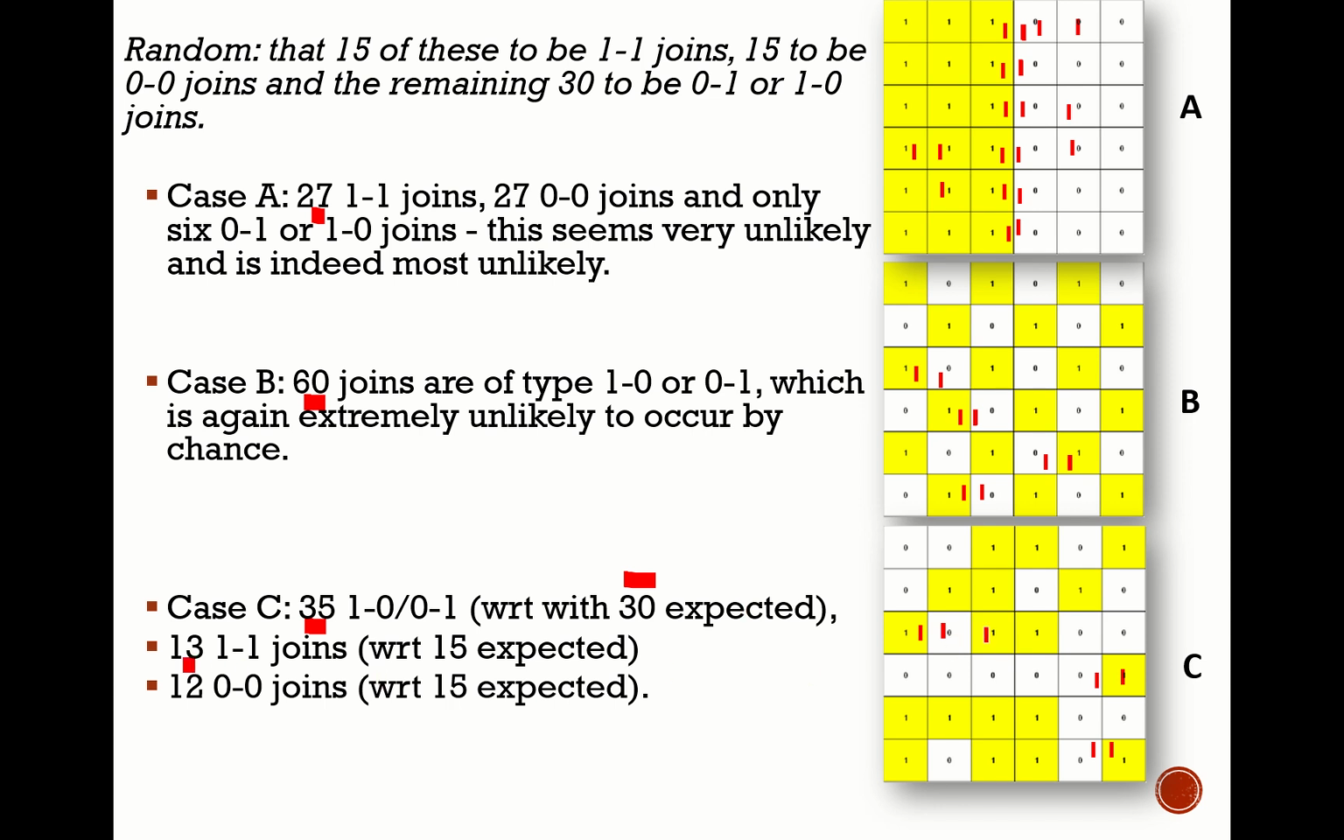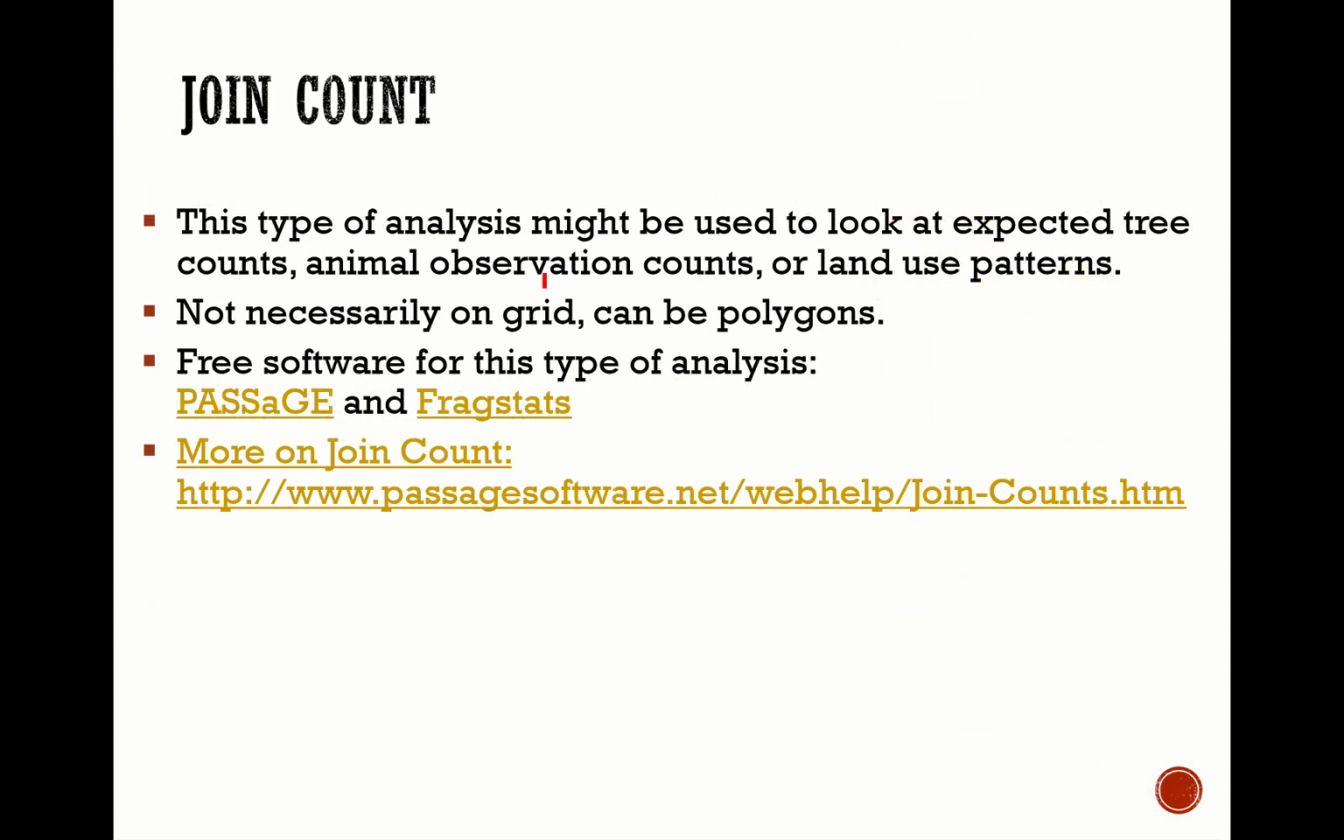We get 13 1-to-1 joins and 12 0-to-0 joins, compared to 15 each. So you can see that by comparing the expected join count to what you observed, that can tell you whether you're dealing with a clustered or more regularly dispersed data set compared to random. So those are some other things you can look at in terms of applying the join count to spatial distributions.